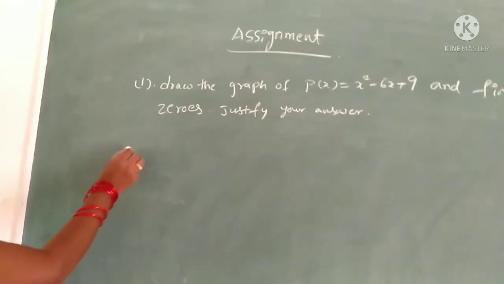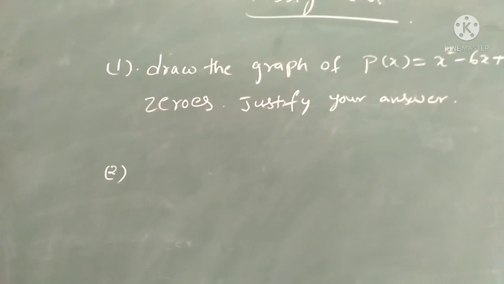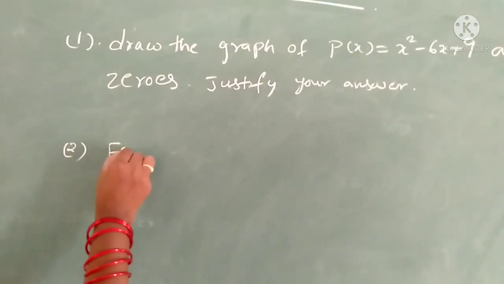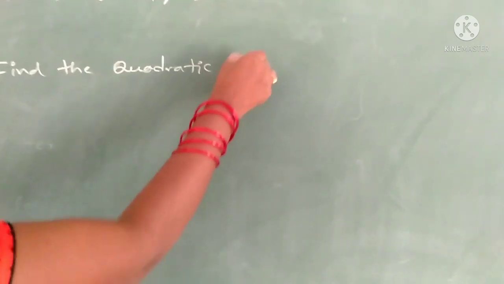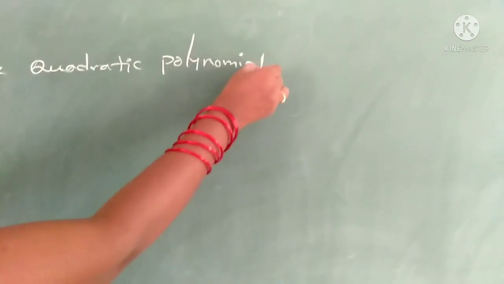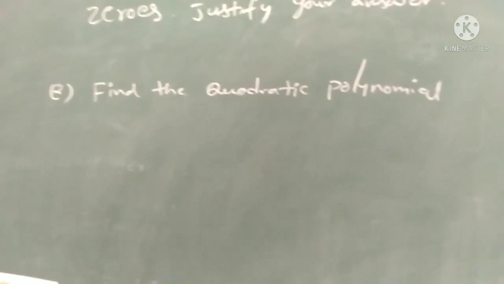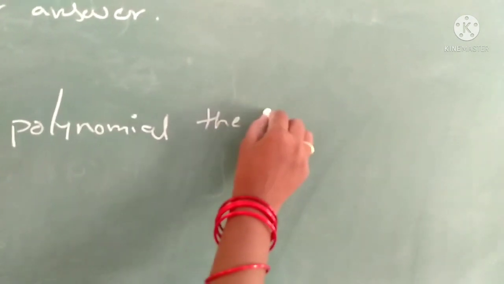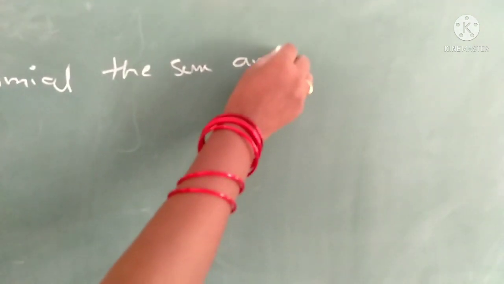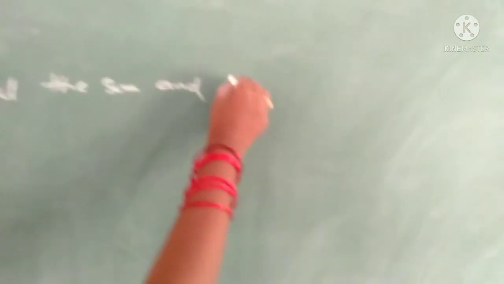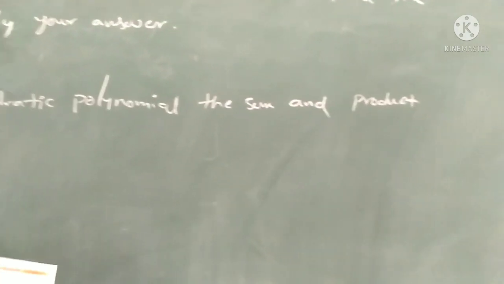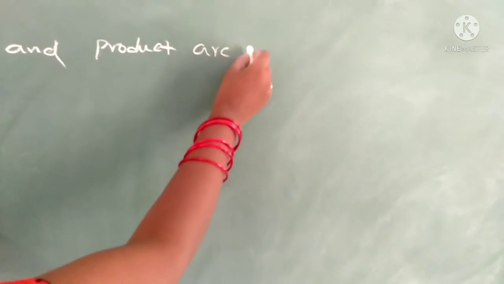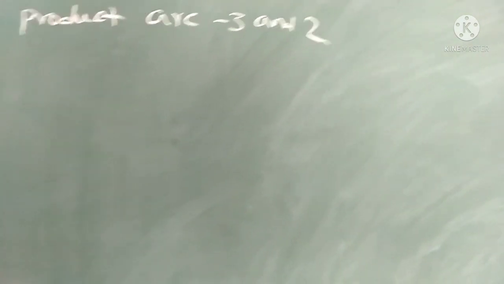Next one, find the quadratic polynomial as the sum and product. Products are minus 3 and 2.